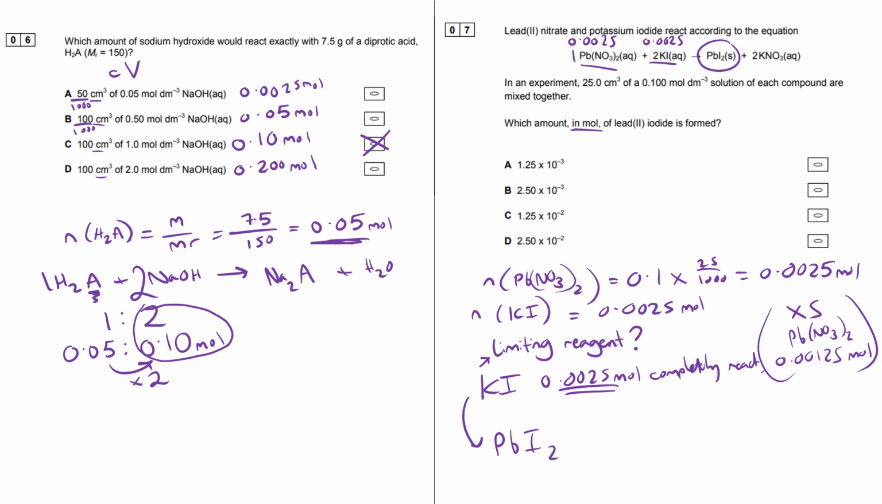So what's the moles of lead iodide? It's a 2-to-1 ratio. So the moles of lead iodide is the moles of potassium iodide divided by 2. So that's 0.00125 moles of lead iodide formed, or 1.25 times 10 to the minus 3.